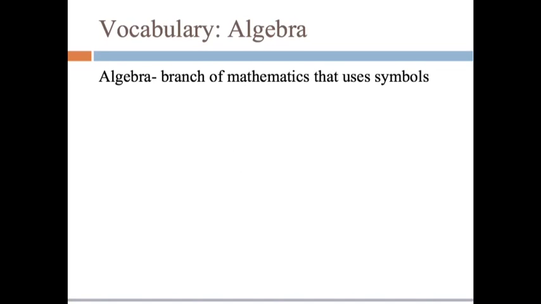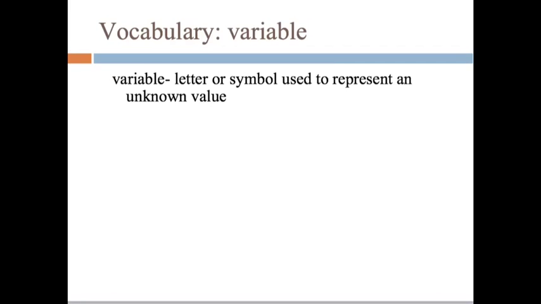Algebra, for our intents and purposes, is merely a branch of mathematics that uses symbols, and we'll be using variables, and we'll talk about that in a moment. So the symbols often used in algebra are called variables, and they can change. It's usually a letter or a symbol used to represent an unknown value. For instance, I can say x plus 3 is equal to, let's say, 5. You would know in this case automatically that x is equal to 2.